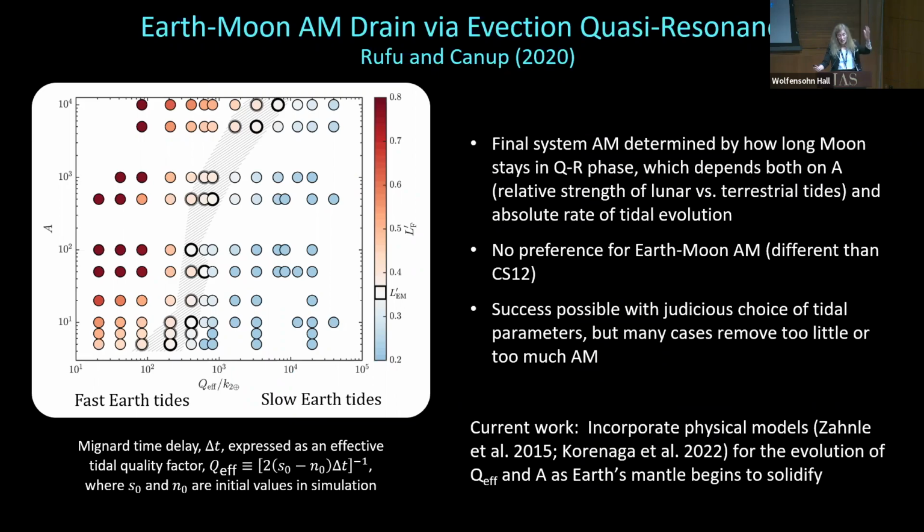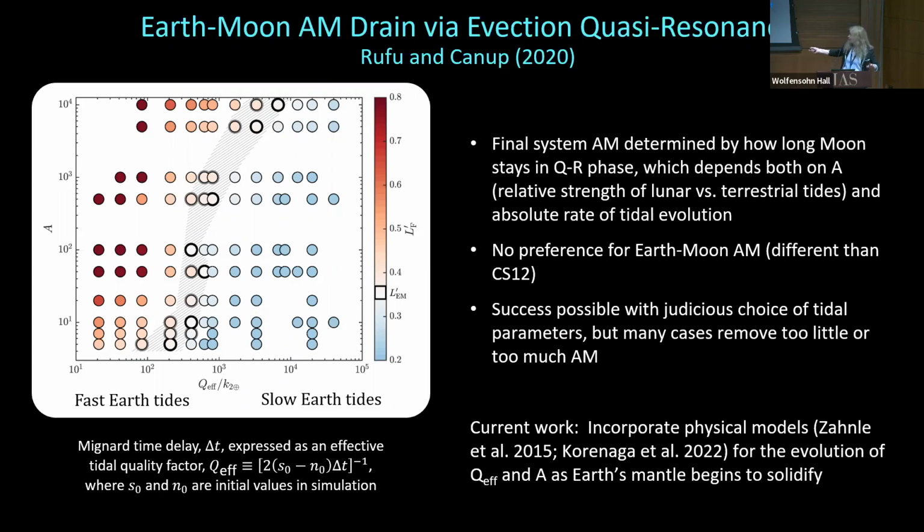So you have that capital A, the ratio of the tidal parameters in the moon to the Earth. And then on the x-axis, the absolute rate of tidal evolution. What we see is many cases where Earth tides that are initially slow remove way too much angular momentum. They go all the way to the dual synchronous state, the Pluto-Charon dynamical state. Whereas with fast tidal evolution, very little angular momentum is removed, and this quasi-resonance phase really barely occurs.